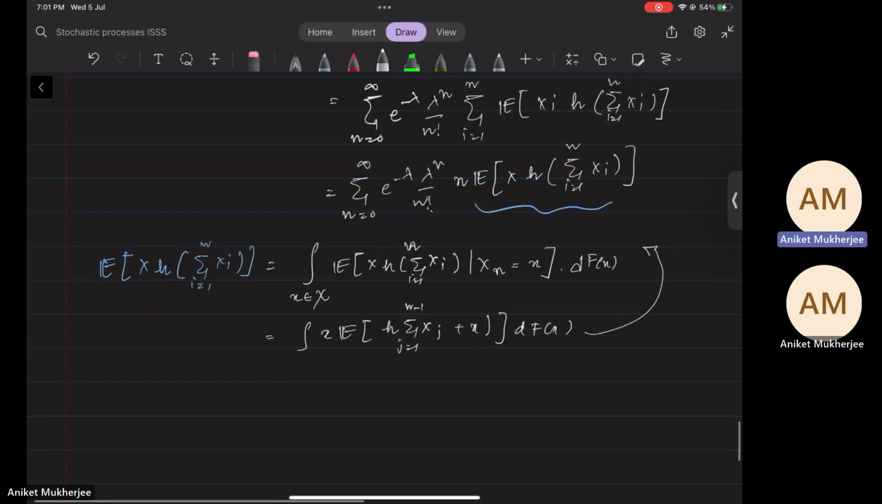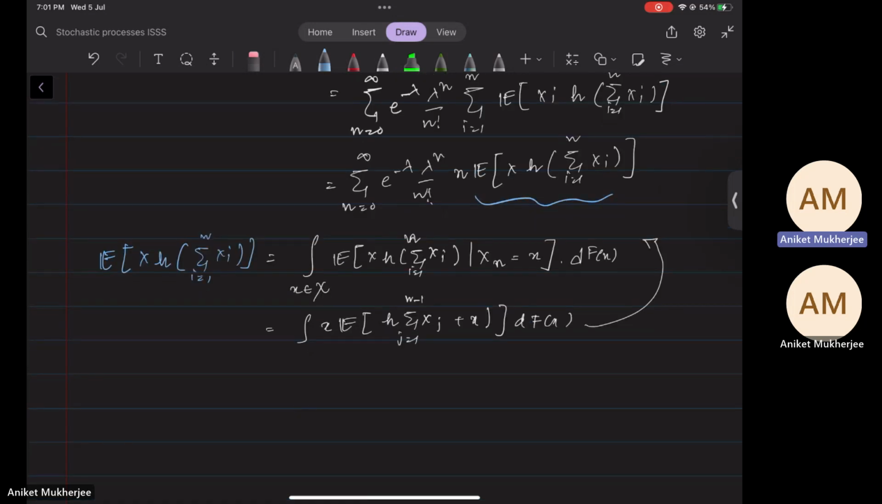I'll put this back here and we see that the expectation of W h(W) is equal to λ times the integral over x of the summation n equal to 0 to infinity of e^(-λ) λ^m by m factorial times the expectation of h of the summation i equal to 1 to m of Xi plus x, dF(x).